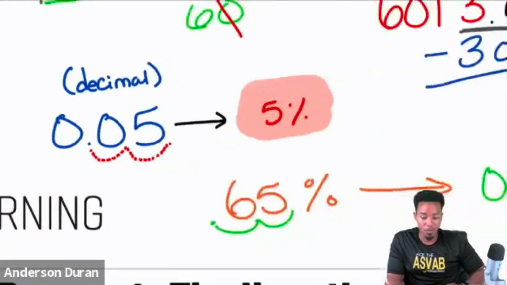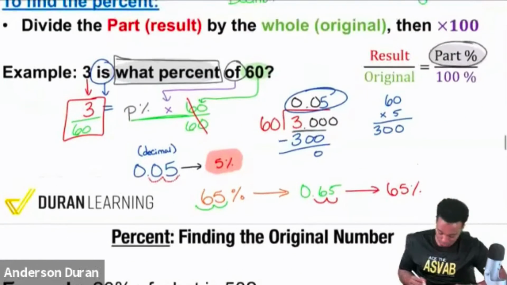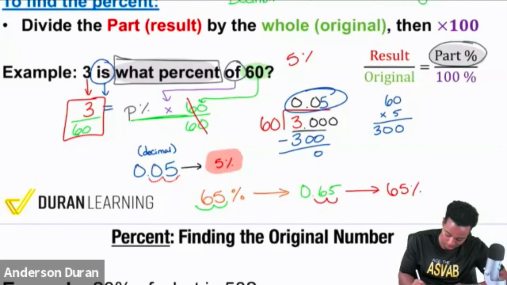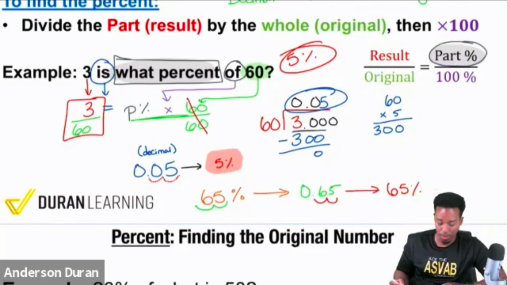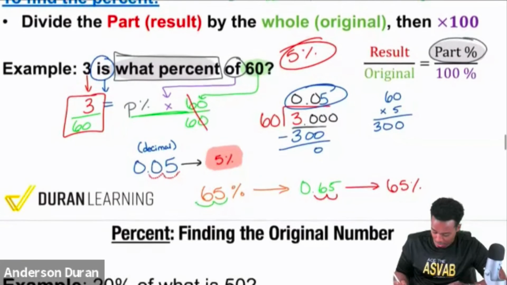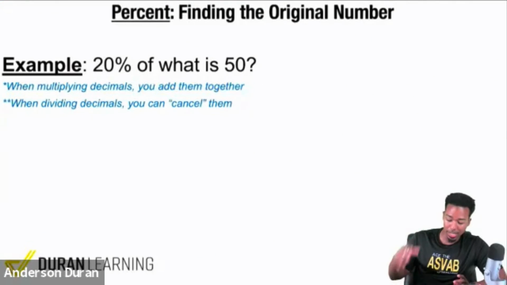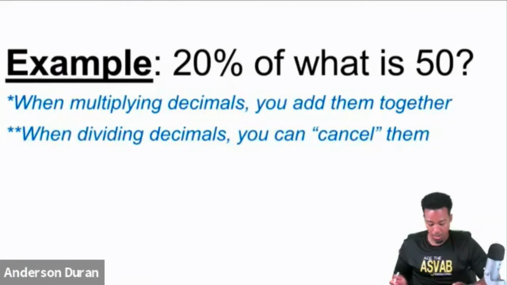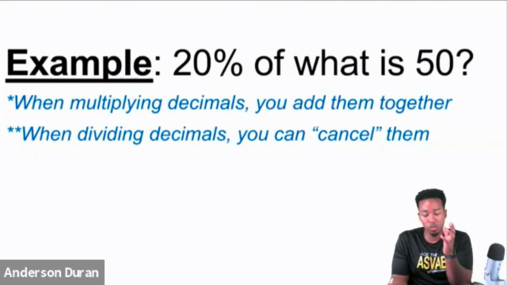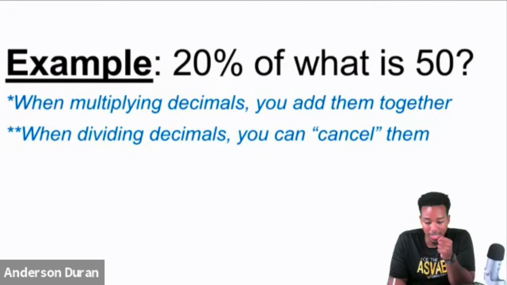But yeah, move it to the right twice. And so that's why the answer here would be 5%. That'd be 5%. So I want to move into this next thing here, finding the original number. So here, what 20% of what is 50?